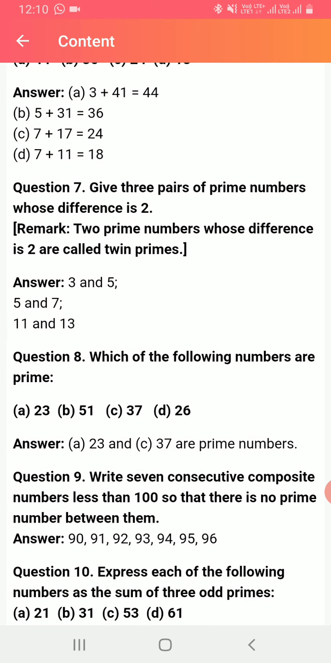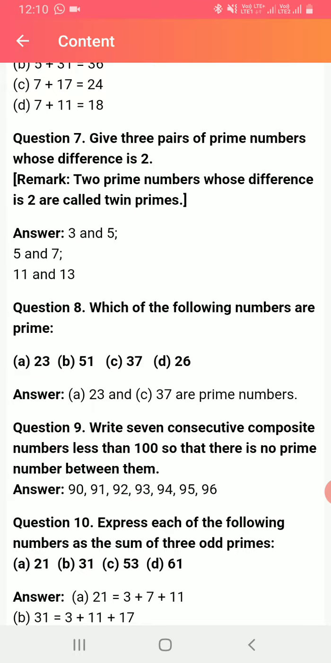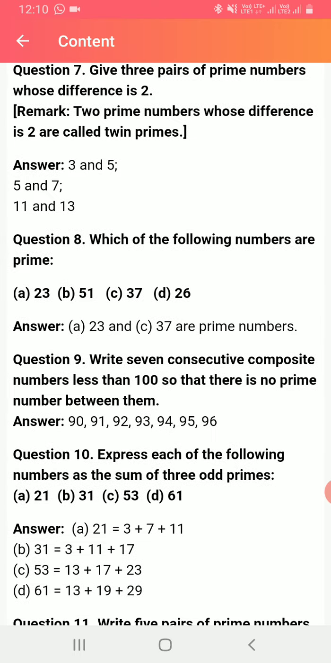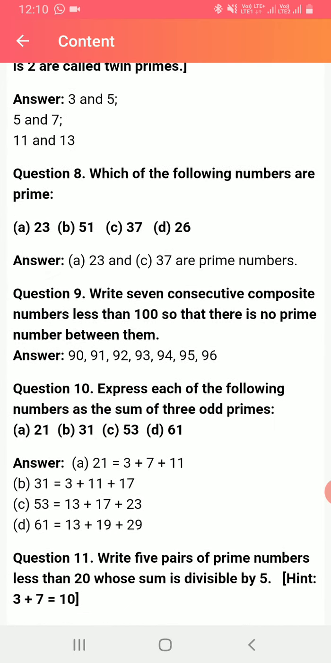We'll move to question number 8. Which of the following numbers are prime numbers? In question 8, you need to find which are the prime numbers.